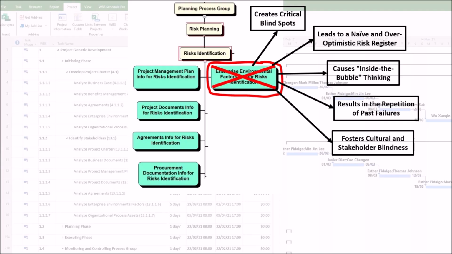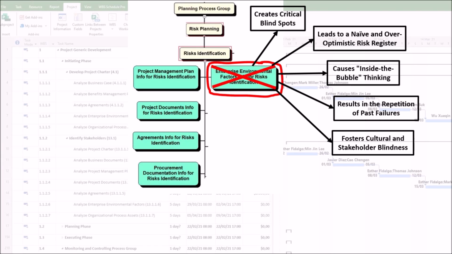5. It fosters cultural and stakeholder blindness. Ignoring internal enterprise environmental factors like organizational culture, governance, and political landscape leads to risks that are about how things get done, not what is being done.